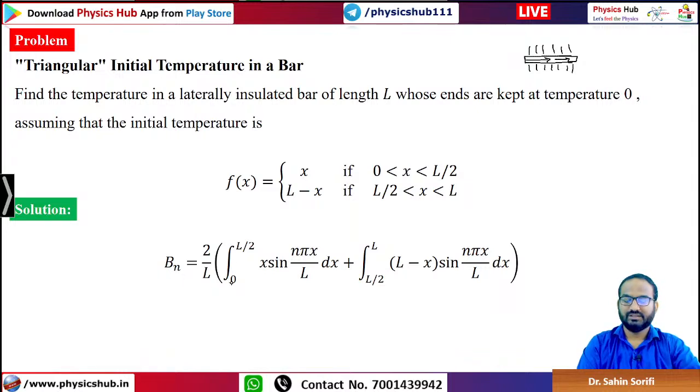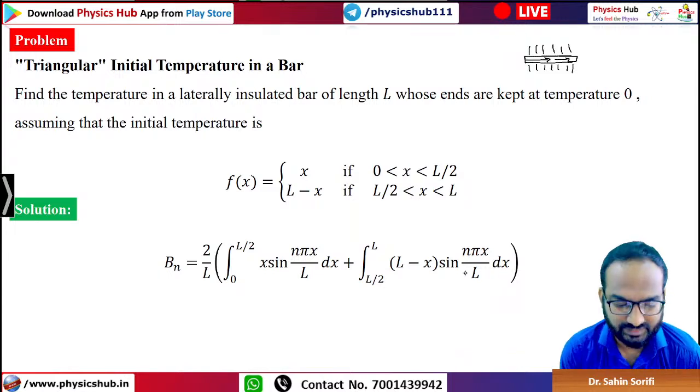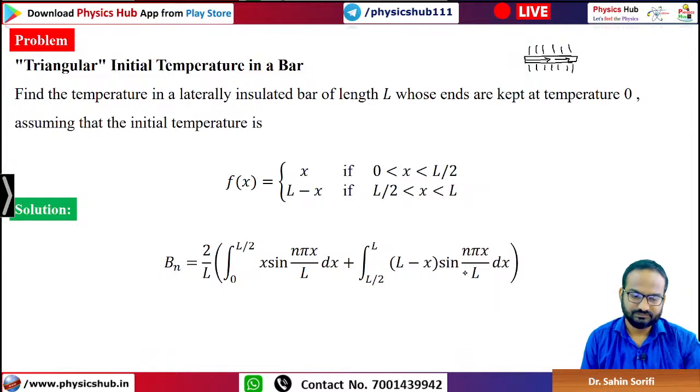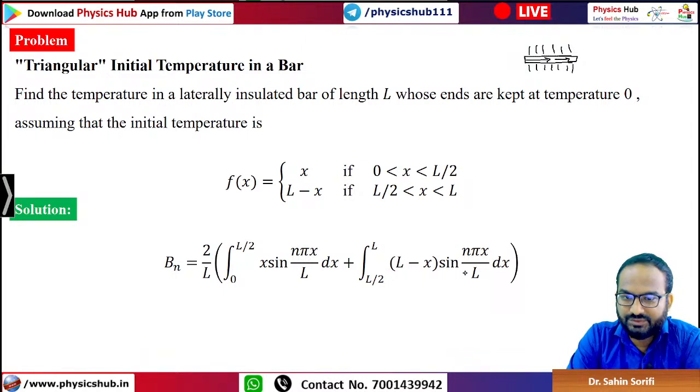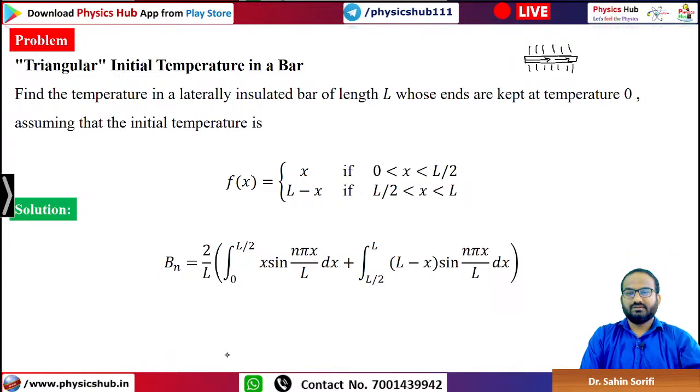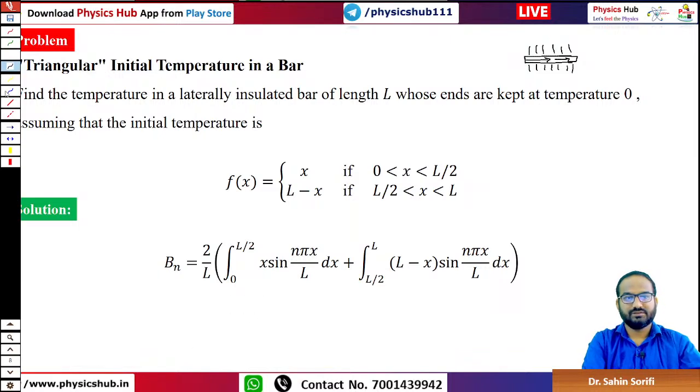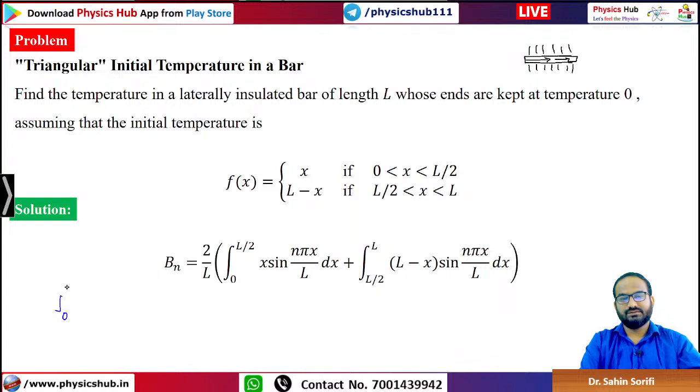So Bn is 2 by L, integral 0 to L by 2 of x sin n pi x by L dx, plus integral L by 2 to L of L minus x sin n pi x by L dx. Just check the theory part which we have done, and let me know if you are understanding this or not. So we need to evaluate these two integrals separately. First, let's evaluate the first integral, 0 to L by 2 x sin n pi x by L dx.